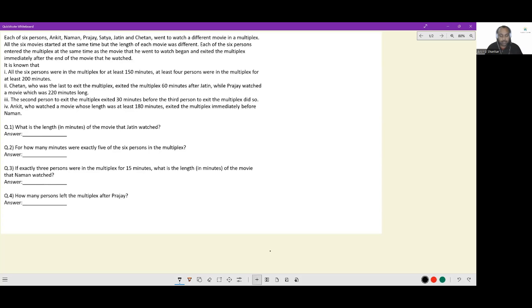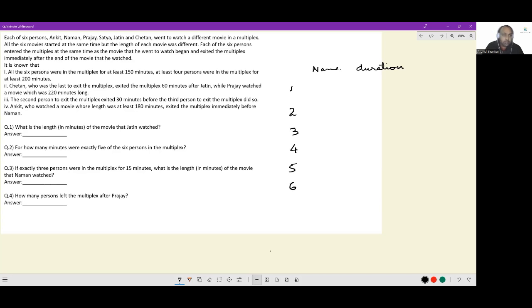So people are walking in exactly at the time when the movie is starting and walking out right after the movie is over. So the duration of time that they spend in the multiplex depends on the length of the movie. It is also known that, additional factors are given. So the things that I have to capture are, of course, the name of the person, and then the duration that they spend there. And this is all dependent on who comes out first, who comes out later. So first, second, third, fourth, fifth, and sixth.